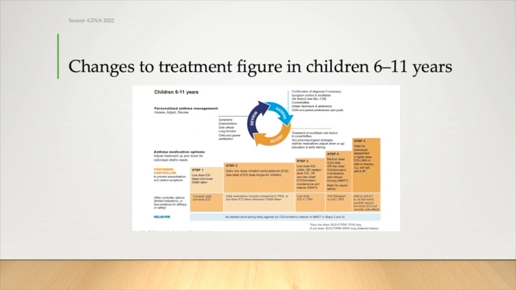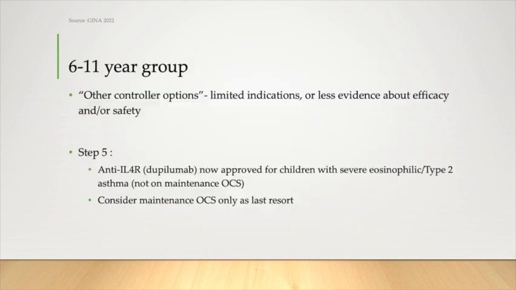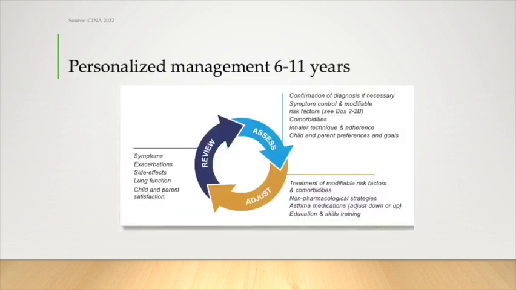Let's come to changes in treatment in 6 to 11 years old. This is a glimpse of how it looks. Let's dissect it and see it individually. Major changes are that when you're treating patients 6 years and above, then controllers have very limited indications and will not be preferred. And in the 6 to 11 year age group, again in step 5, there is an approval for dupilumab, anti-IL-4, for children with severe eosinophilic Th2 asthma who are not on oral steroids. And please consider oral corticosteroids as maintenance for children only as a last resort when everything fails.